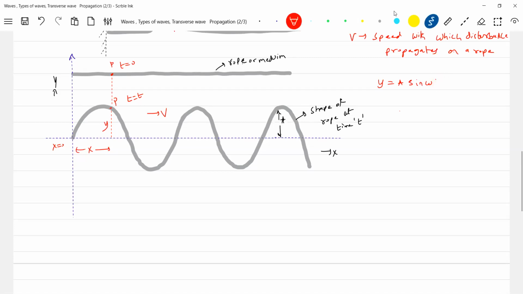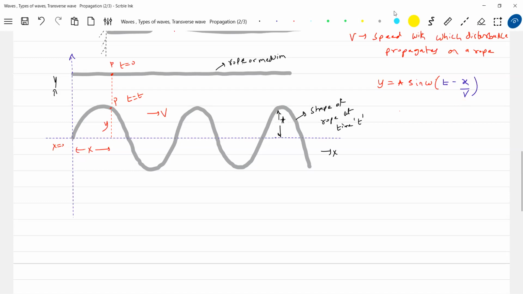I will bring that equation. Why the negative sign? Because at time t, we see the disturbance here. It would have been generated at t equal to 0. So what is the time taken? This bracket term indicates time. Omega times this time. So when it was generated, t minus x by v.